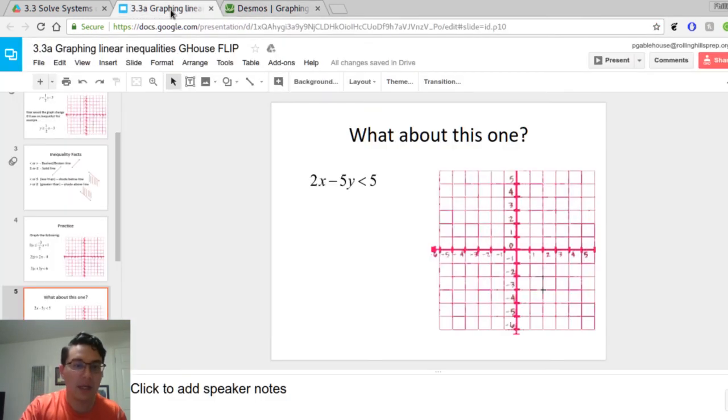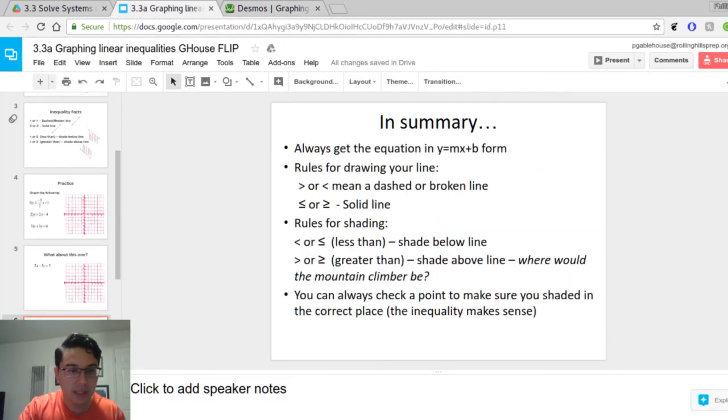All right. In summary, always get the equation in the form of y equals mx plus b. Remember your line rules here. If it's strictly less than or strictly greater than, we're going to use a dashed or broken line. Greater than or equal to or less than or equal to, we use a solid line. Less than, we shade below the line. Greater than, we shade above the line. Okay, and then there's a little rule here that we can always check a point to make sure you shade it in the correct place.